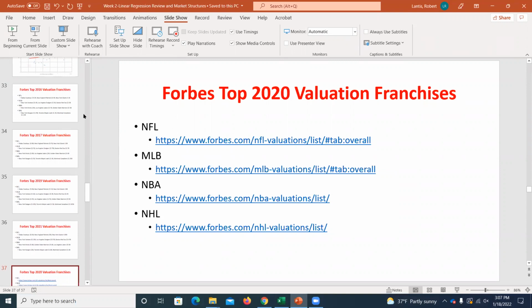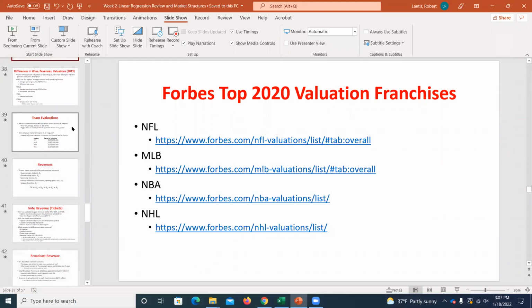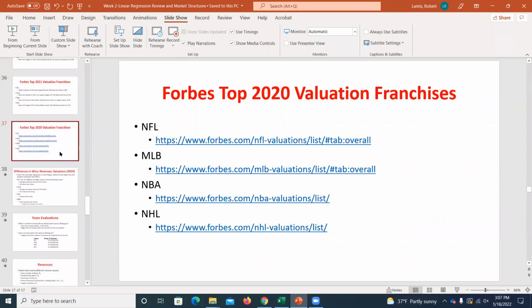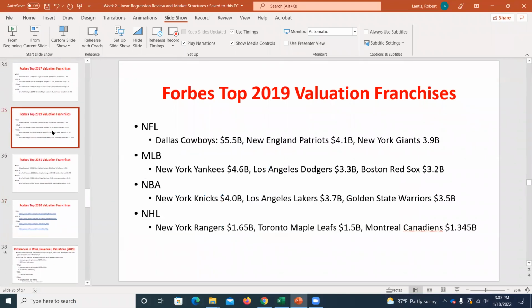Okay. One other thing I wanted to mention here, and we'll do 2019. What do you notice about the top teams? We'll exclude Canada for a second, although they play a role in this. At least in the NFL, Major League Baseball, and NBA, what's consistent with the teams that have the highest valuations in each league?